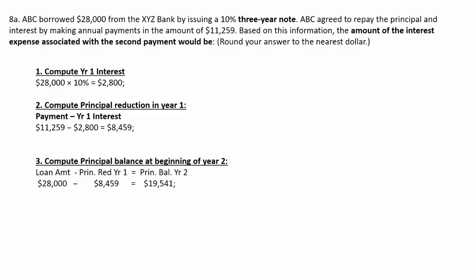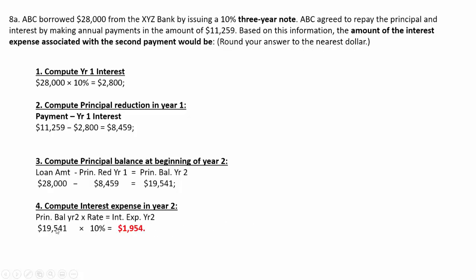We're almost there. They want to know how much interest was on the payment in year 2. The payment stays the same, $11,259. The principal balance of the loan in year 2 is $19,541. That's the loan amount minus the year 1 principal reduction. So $19,541 times the 10% interest rate means the interest we're going to pay in year 2 would be $1,954, and that's the answer we're looking for. We just keep doing that over and over until we've covered all 3 years of the note, but they only wanted year 2's interest payment.